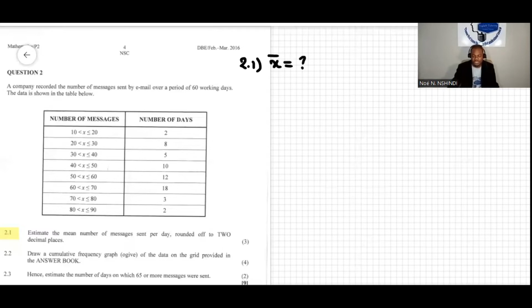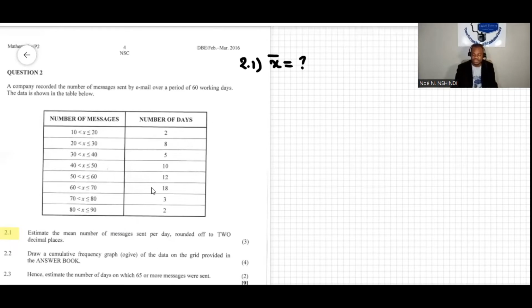Now, when we look at the table here, we see that we have grouped data, group values, okay? Because they said values between 10 and 20, between 20 and 30, and so on and so forth. Between 10 and 20, 2 messages, 10 and 20 days, 2 messages. Between 10 and 20 messages were sent in 2 working days, 20 and 30, 8 working days, etc.